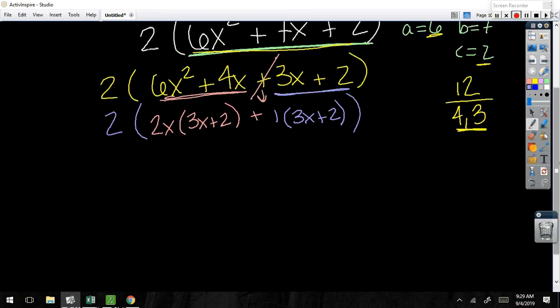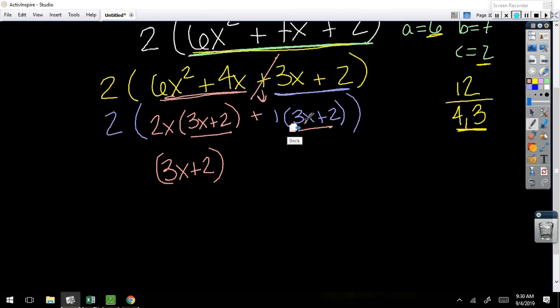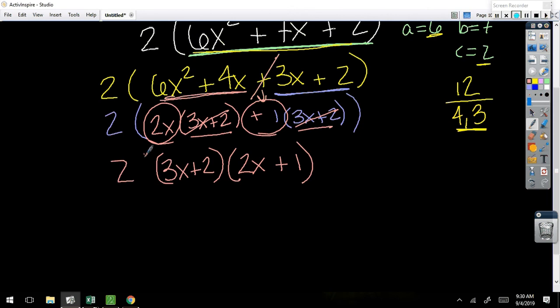Now, what do you notice that they have in common? 3x plus 2. Here's where the magic happens. You take this, you write it 1 time. You're basically taking that out as a GCF. And then you write what's left. What's left? 2x plus 1. That 2 is still there on the outside, so there it is factored down. If you can GCF, you can factor.